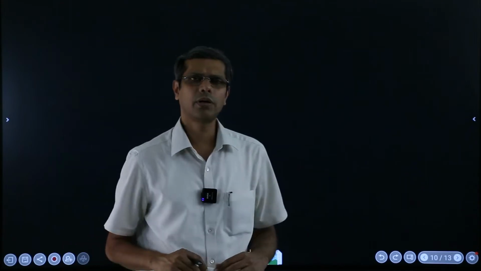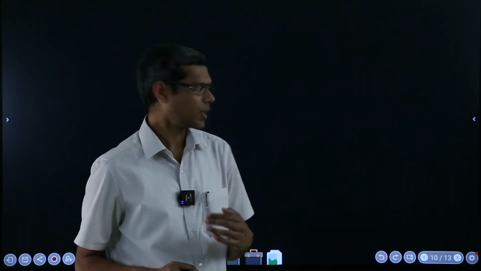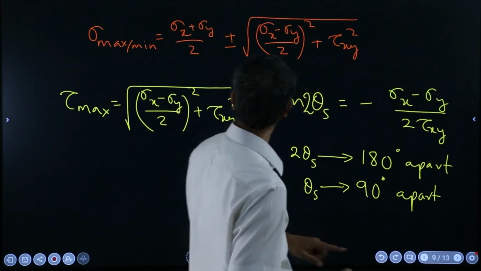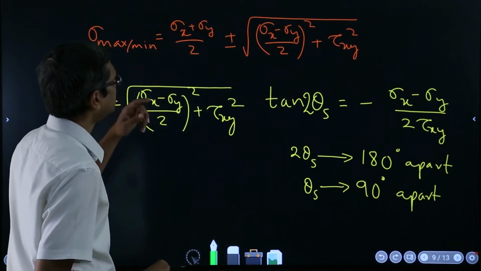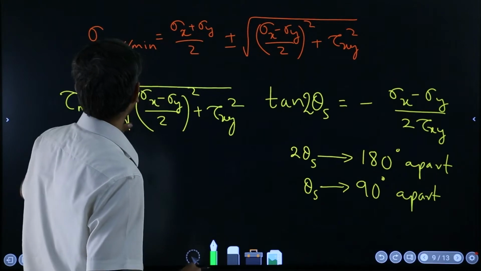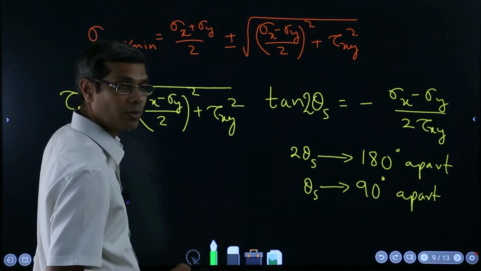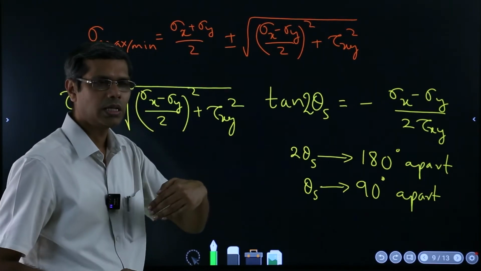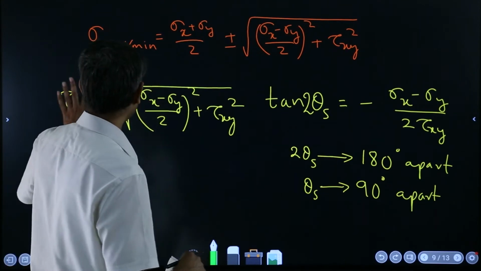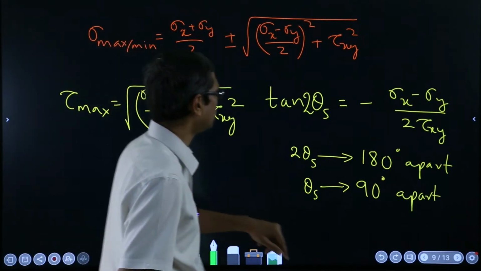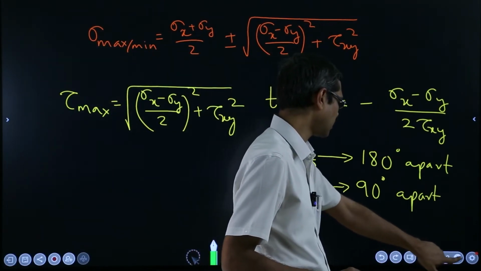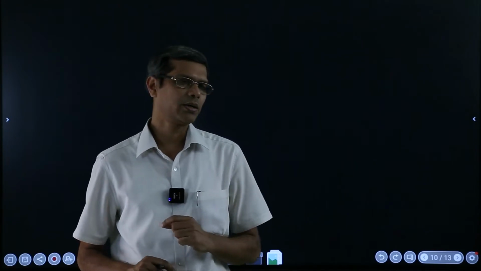Now, we also derived certain equations like this, to figure out the principal planes, the principal stresses on those planes, and the maximum shear stress. We derived mathematical expressions for all of those. But then there is a technique which is completely geometric in nature.